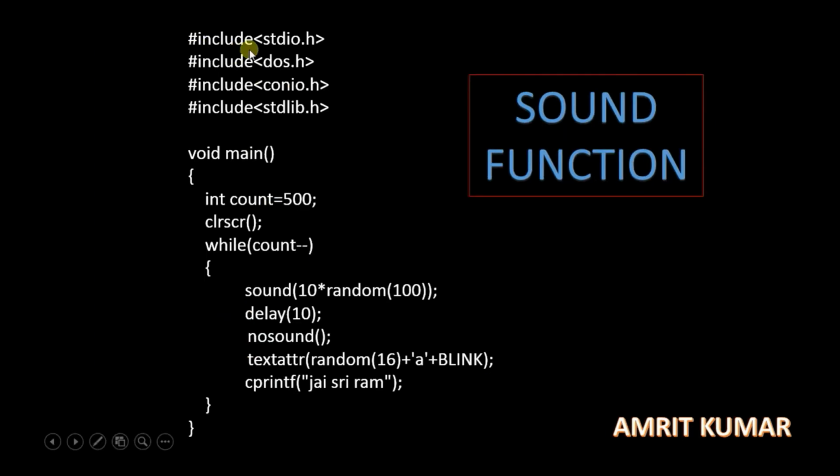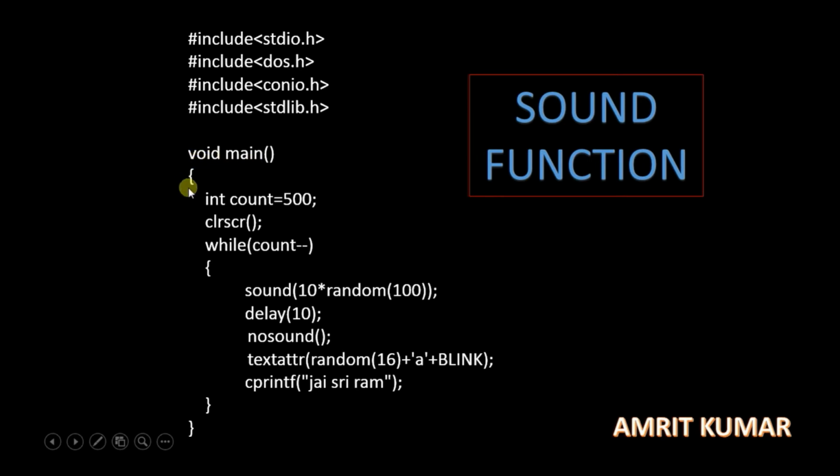You need to specify #include <stdio.h> and #include <dos.h>. After that you have to declare #include <conio.h> and #include <stdlib.h>. These are all header files. I have already told you about header files in the header file lecture. So all these header files have been included in our main program. This is the main function. You can see here the main function is void, so it is not going to return anything after the execution and compilation of this program.